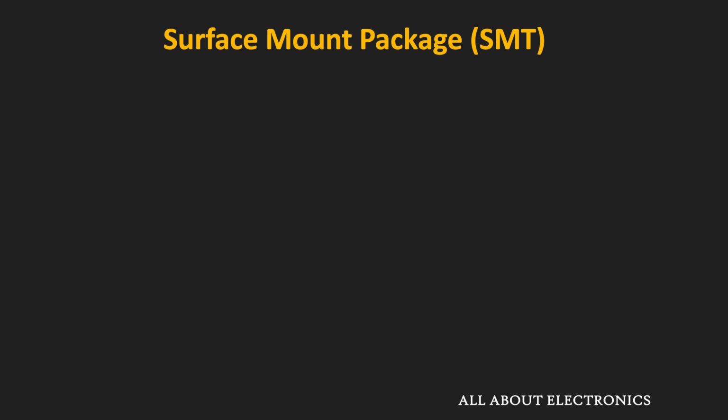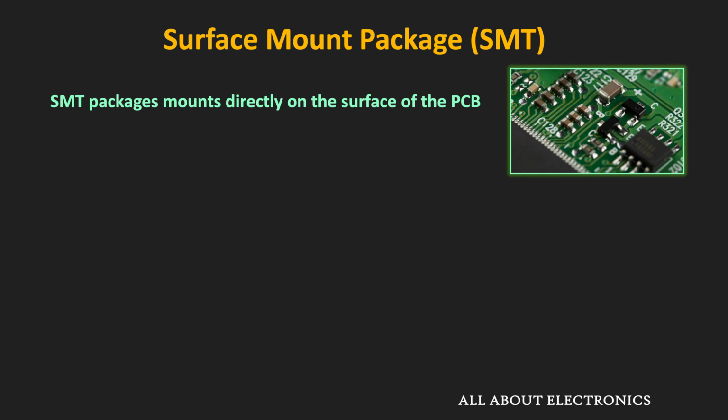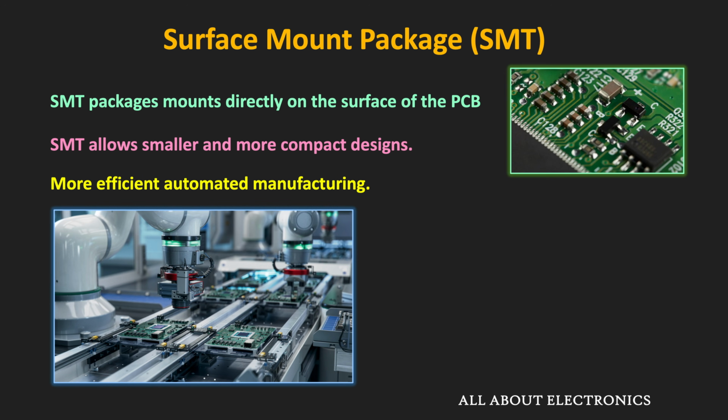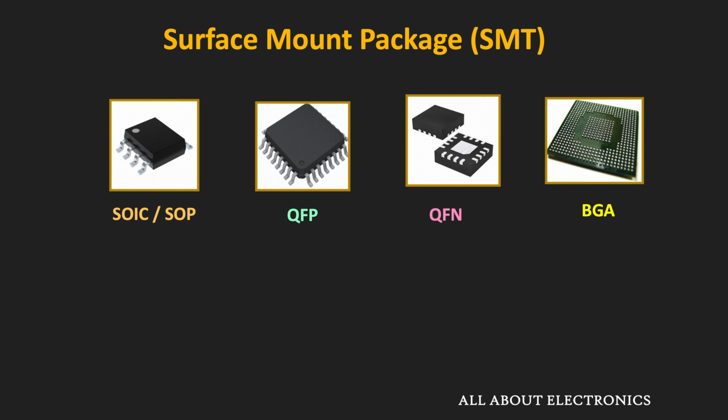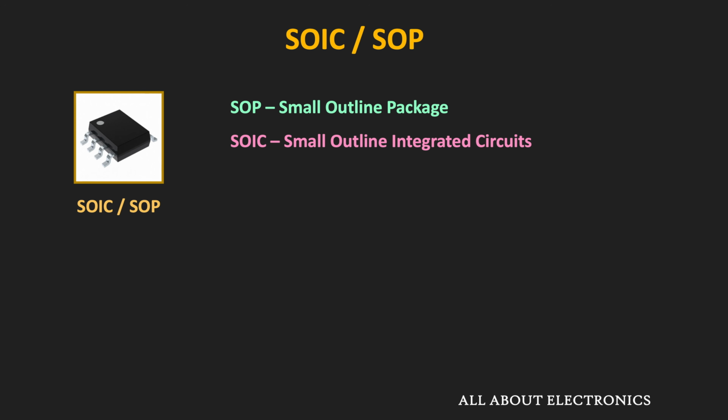As its name suggests, surface mount packages are mounted directly on the surface of the PCB. And compared to through-hole packages, surface mount packages allow much more compact design. Moreover, as the components are mounted on the surface of the PCB, these packages are also suitable for automated component assembly and manufacturing. So there are different types of surface mount packages like the SOIC or SOP, QFP, QFN and BGA. In this video, we will learn about all these packages. But first of all, let us start with the SOIC and the SOP package.